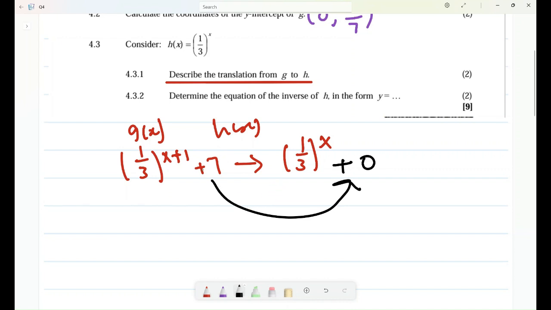So I see from here to here there is a what? 7 units downwards. 7 units down, reflection, right? Translation, right? So this is translated 7 units downwards.